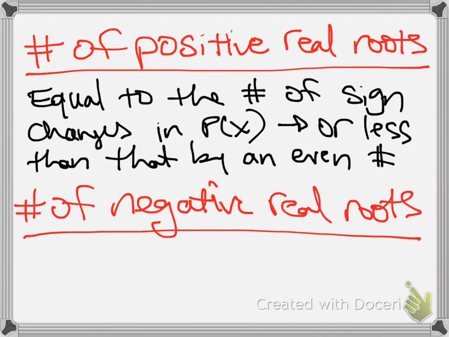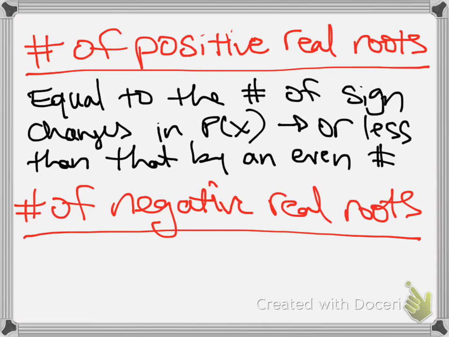So finding the number of possible positive real roots for our polynomial is pretty simple. Take a look at your polynomial, count the number of sign changes. The number of sign changes is the maximum number of positive real roots. If it's less than that, then it has to be less than that number by an even number.